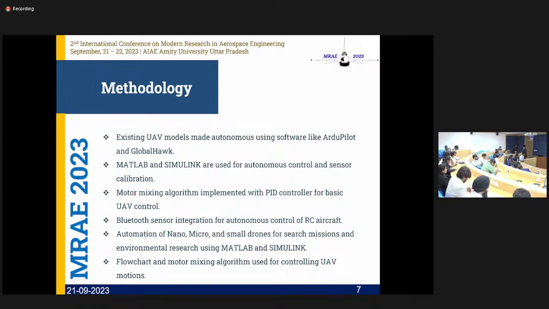Now, this is more like employing a system rather than actually fabricating the model. We have done the methodology with the help of MATLAB and Simulink, and this is more like the first stage of our project. The second stage would be employing this whole system in an actual UAV model and working upon it for actual testing.